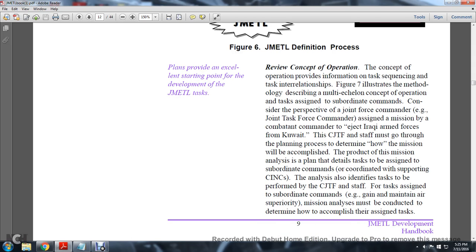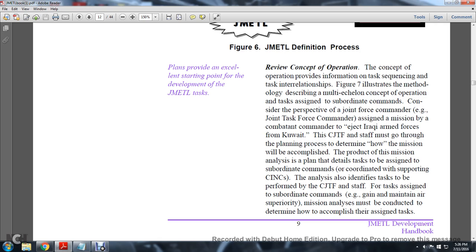Plans provide an excellent starting point for the development of the Joint Mission Essential Task List. Review the concept of operation. The concept of operation provides information on the task sequence and task interrelationship. Figure 7 illustrates the methodology describing a multi-echelon concept of operation with tasks assigned to subordinate commands. Considering a prospective Joint Force Commander, the Joint Task Force commander is assigned the mission by a combatant commander to eject Iraqi armed forces from Kuwait.